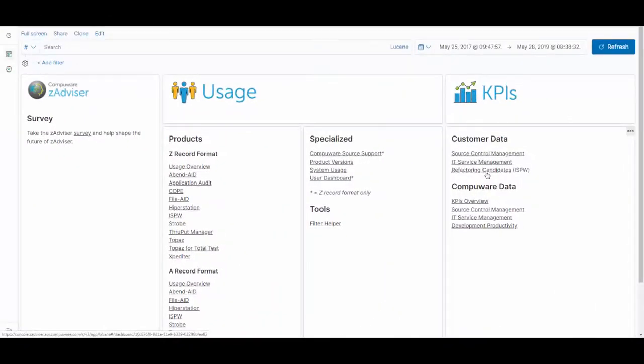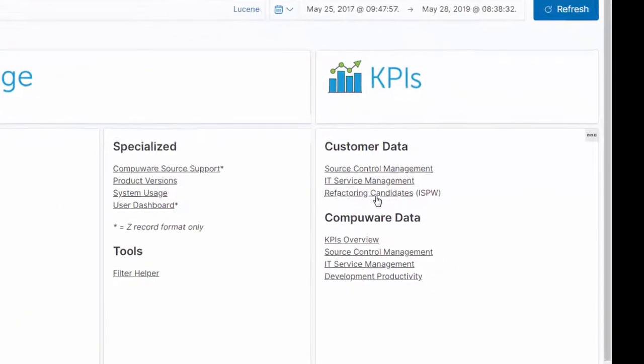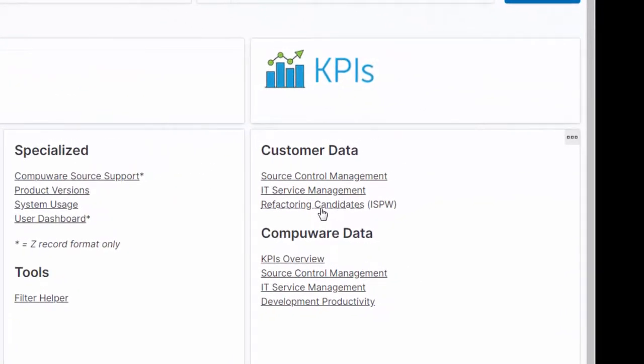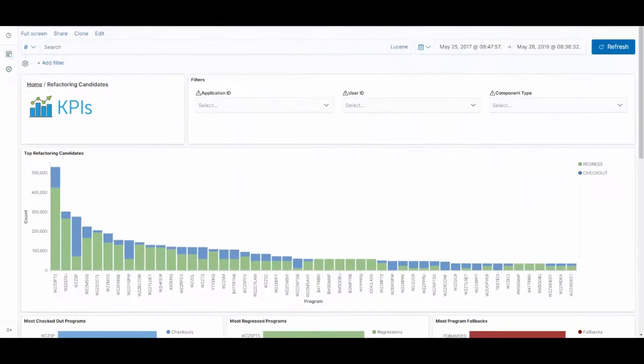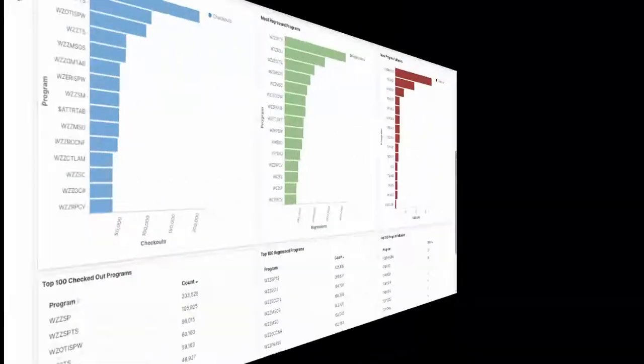Let's now jump back to our main menu and select another dashboard that can help us see the modules that are contributing to our technical debt and might be good candidates for refactoring. Here I'll select the Refactoring Candidates dashboard. Here we can easily see the modules that are being checked out most often and are experiencing the highest number of regressions throughout the SCM levels. These are typically our most costly programs.